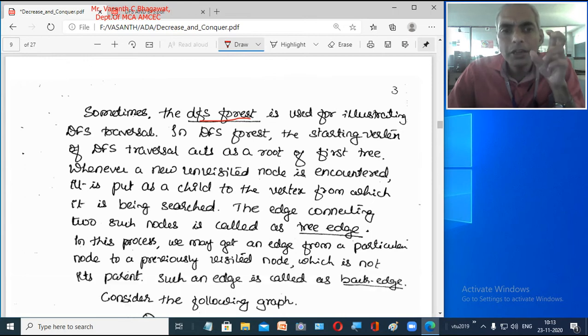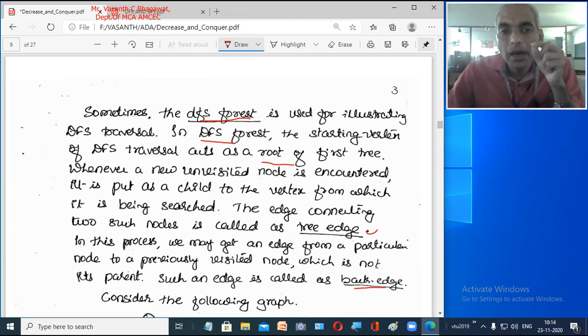Now when you are going to construct this DFS forest, we get two types of edges. One is called a tree edge and one is called a back edge. Right, now what is the meaning of tree edge and back edge? In a DFS forest, the starting vertex is called a root. When you start your graph traversal using DFS, the starting node from where you begin, we call it the root node.